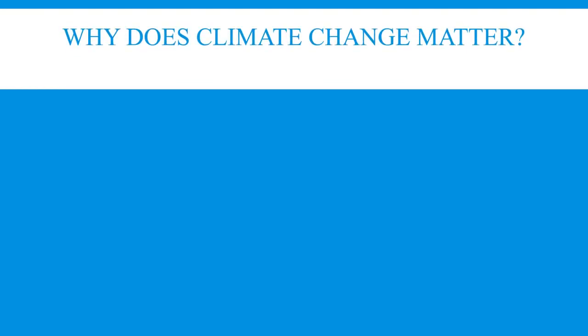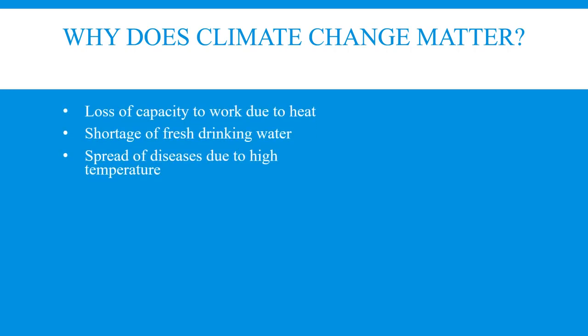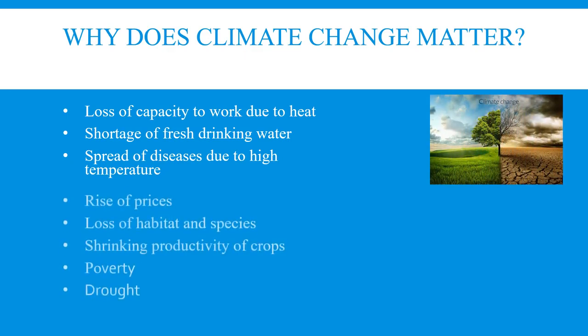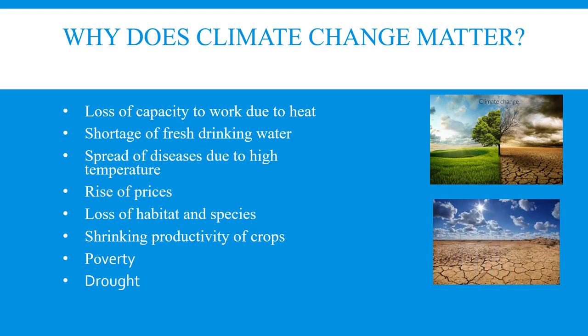Loss of capacity to work due to heat. Shortage of fresh drinking water. Spread of diseases due to high temperature. Rise of prices. Loss of habitat and species. Shrinking productivity of crops. Poverty. Drought. Students, from these points, it can be said that the situation is very alarming. We, humans, are leading to a troublesome life. It's our global issue and we all have to play our due role.